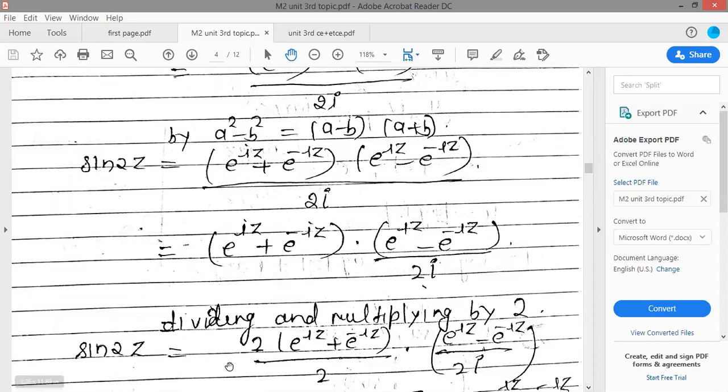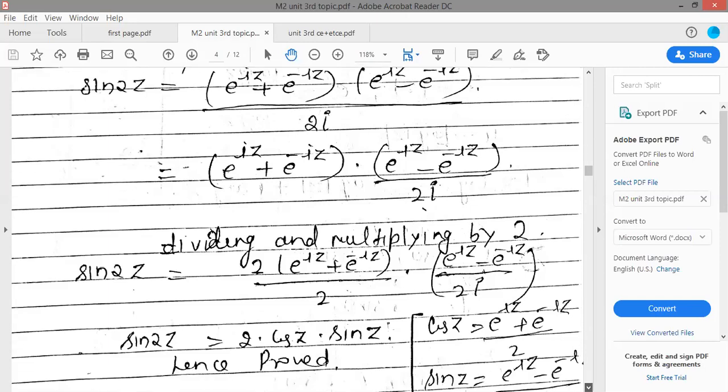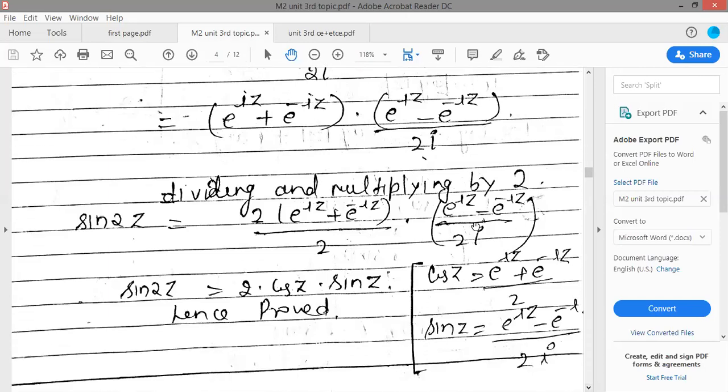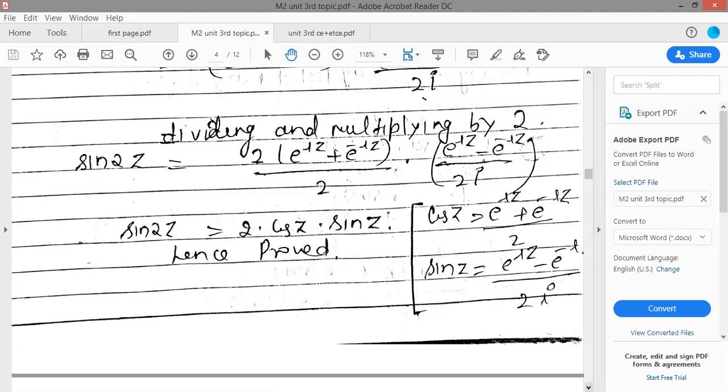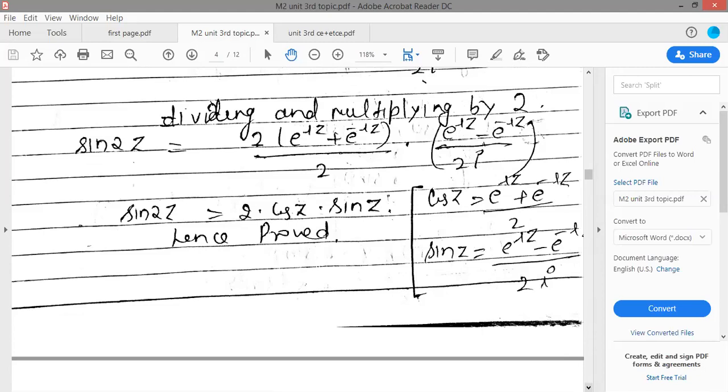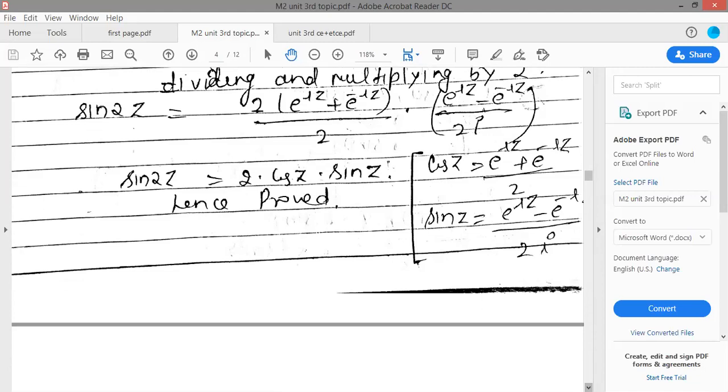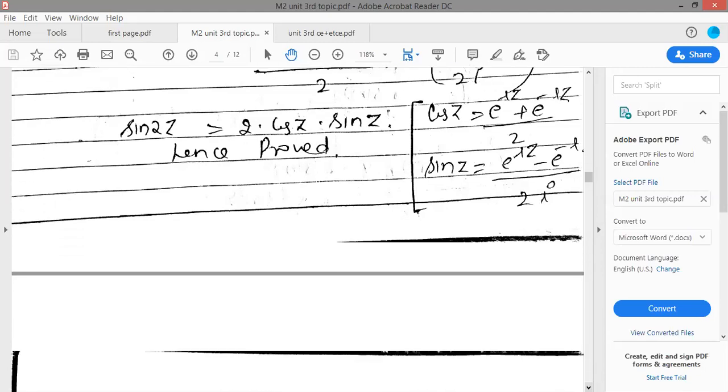Now sin 2z is obtained by dividing and multiplying by 2. Then you will get your sin z formula and cos z formula. We know that sin z is equal to this one and cos z is equal to this one. So we have already proved our question: sin 2z is equal to 2 sin z into cos z. Hence proved.